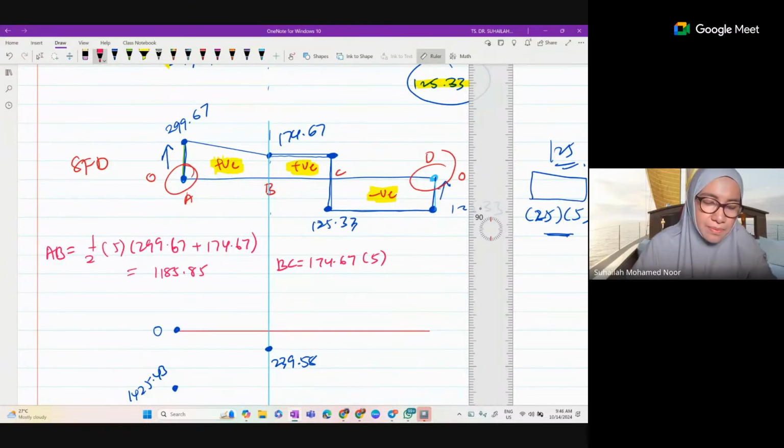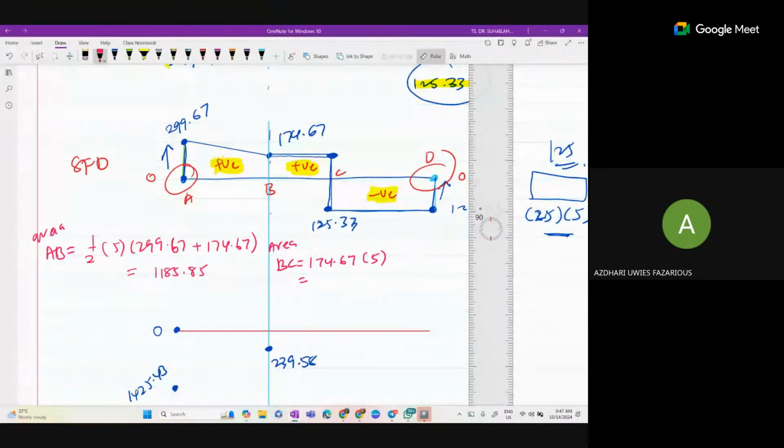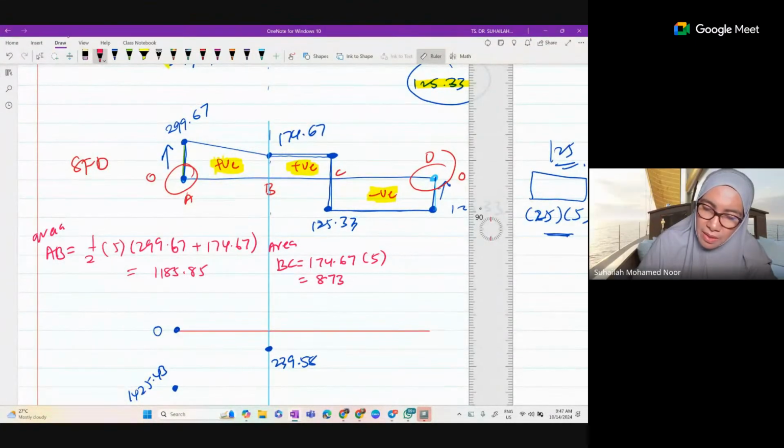This is the area. Okay, what is the area of BC? 174.67 times 5. What is the area? 873.35. Is this right?